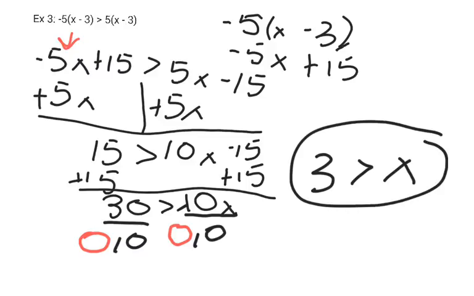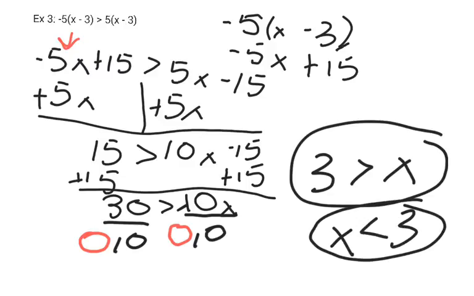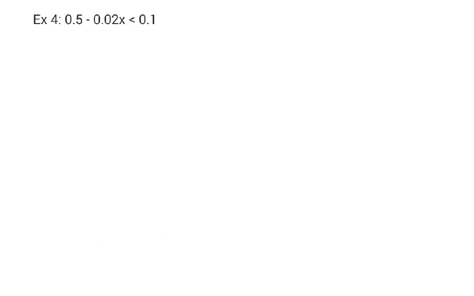There's my final answer. I can either write 3 is greater than x, or I can write x is less than 3. Either one is perfectly fine. Last example problem, example number 4, we're working with decimals. Nothing's going to change. We're going to do everything else the exact same way. We're going to start by subtracting 0.5 to both sides.